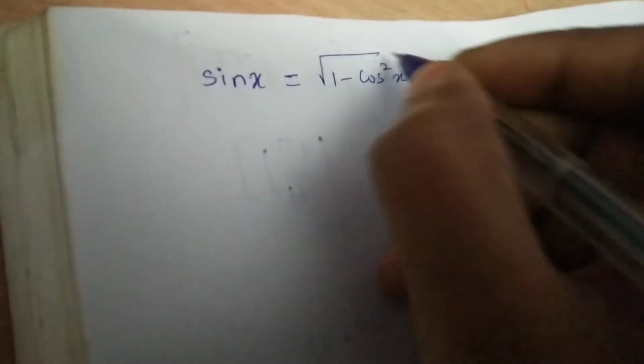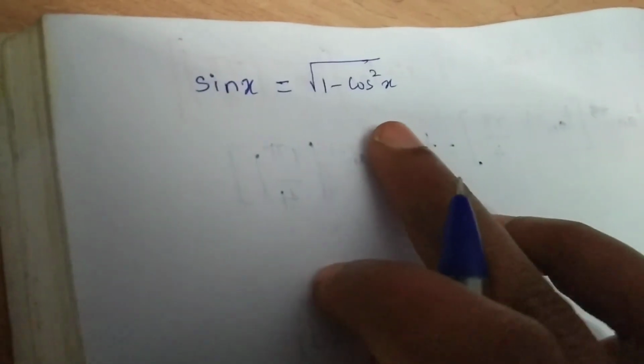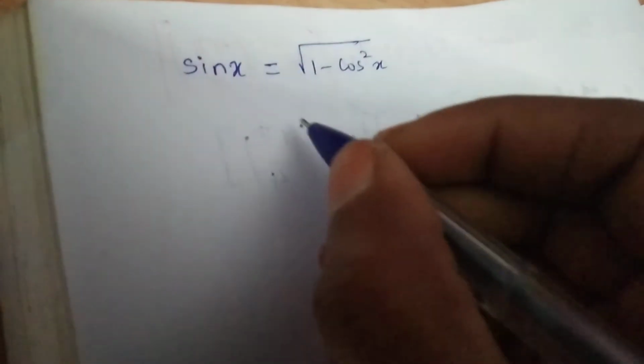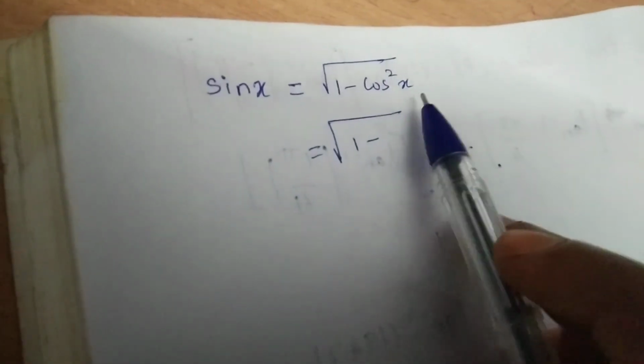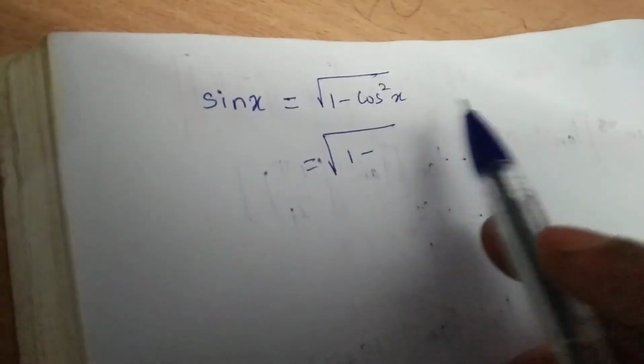Next we want sin x. Now we can write sin x is equal to square root of 1 minus cos square x. Now using trigonometric formulas, we know the value of cos x.